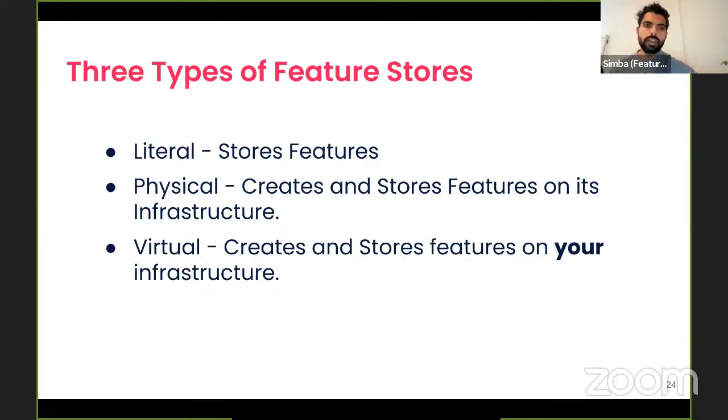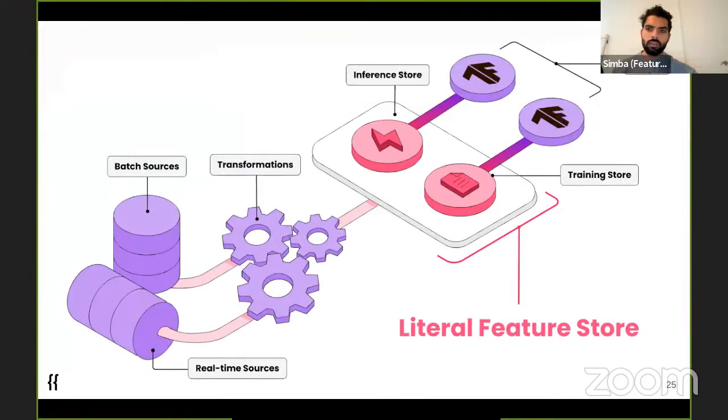Just to give you a quick summary, the literal just literally stores features. You create your features, then you store them in the feature store. There's the physical, where you create and store the features in the feature store. And then there's the virtual, which allows you to create and store the features as well, but the actual compute and storage is on your infrastructure. So here's the literal feature store. This is really similar to how SageMaker looks, how Feast looks, how that category of vendor looks.